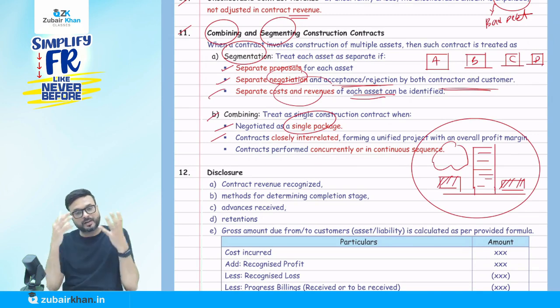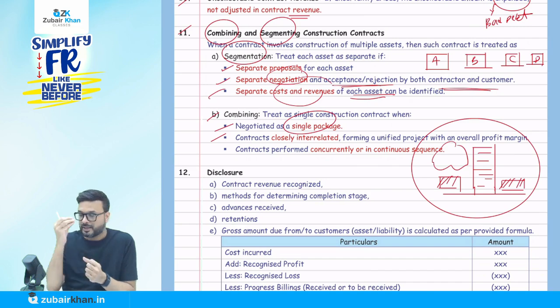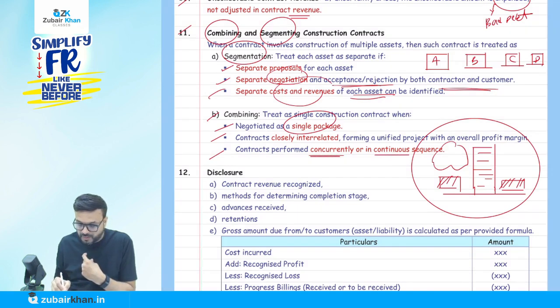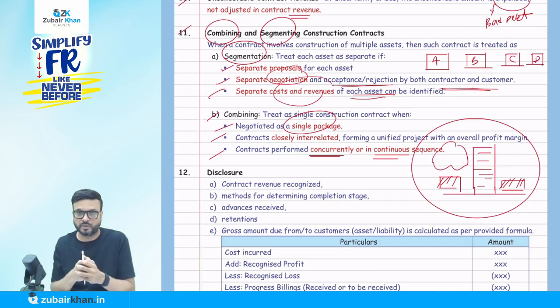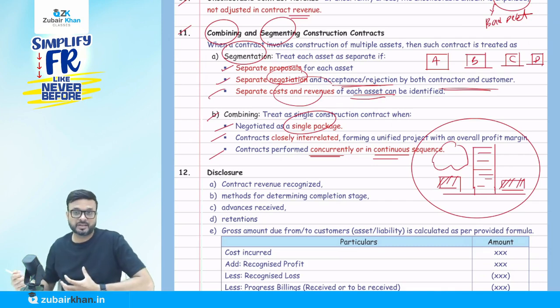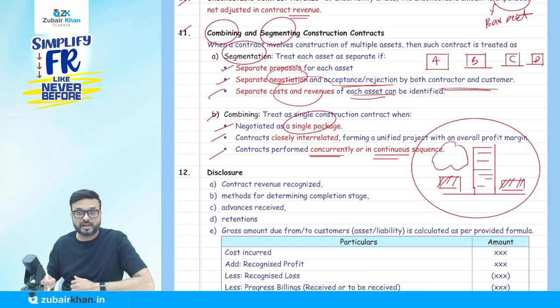So when I quote, all this is covered in the construction of the building, swimming pool, parking, and park. And third, the contracts are performed concurrently or in continuous sequence, meaning simultaneously, or one after another. If these 3 conditions are satisfied, then these are not 4 contracts, building, parking, park, and swimming pool.